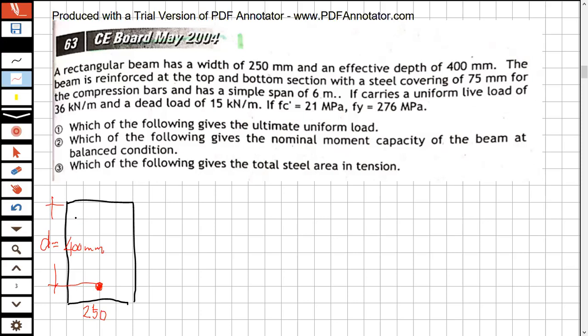Okay. So, meron dito. This one is for AS prime. And then this one here is for AS. The cover here is equal to 75 millimeter. Now, it has a simple span. Span is 6 meters. So L is 6 meters.